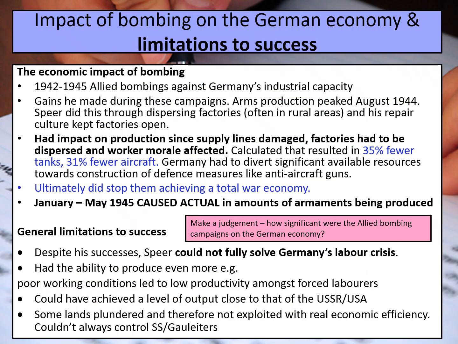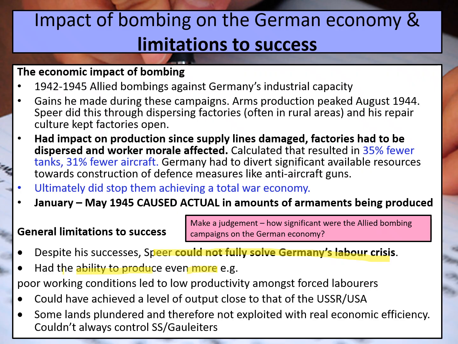There's also some general limitations to success as well. So despite the production miracle, Speer could not fully solve Germany's labour crisis. Obviously, he wanted women to be used earlier and wasn't allowed to use women until 1943. And even then, they didn't exploit women as much as they could have done and as much as other places like Britain had done for the war effort as well. So generally, the German economy had the ability to produce even more than it did.